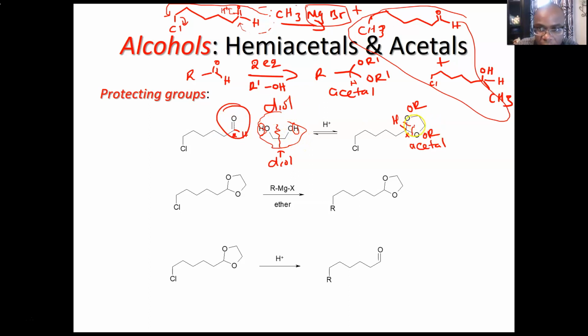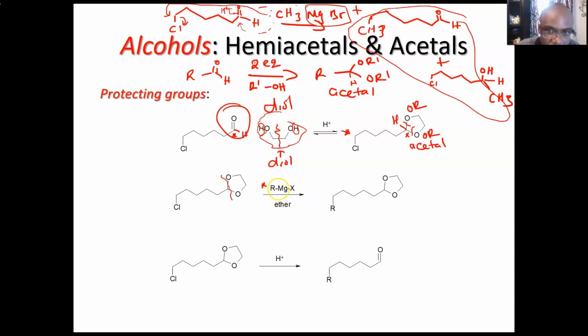So to avoid these mixtures, one would want first to protect the aldehyde using a diol. So you get the acetal like we did in the previous case. The Cl survives because the diol does not attack the Cl carbon. And now we can do our Grignard, because now the Grignard will no longer attack the carbonyl that used to be here. It's protected, it's covered, it's masked.